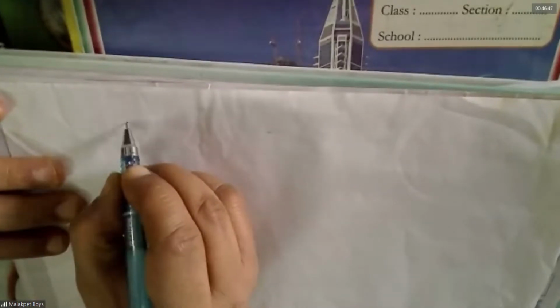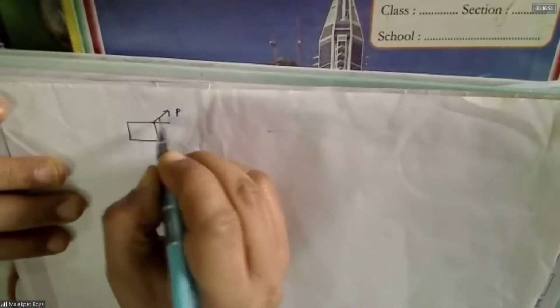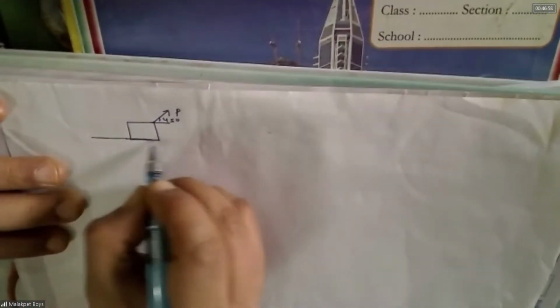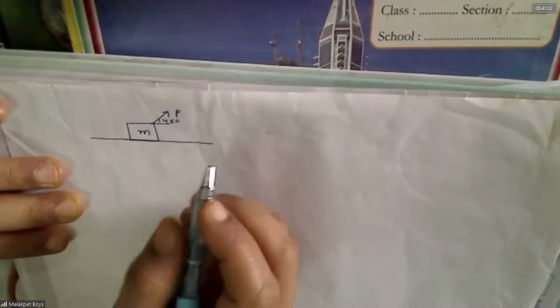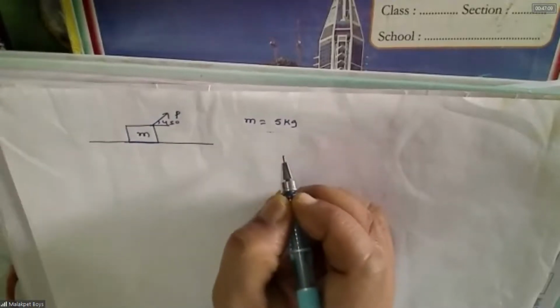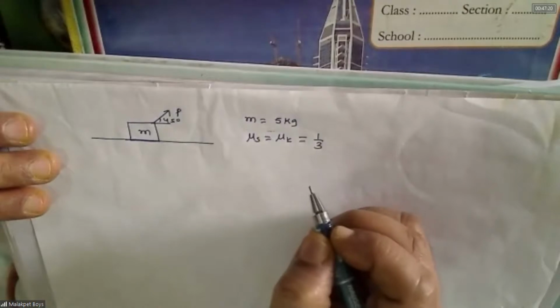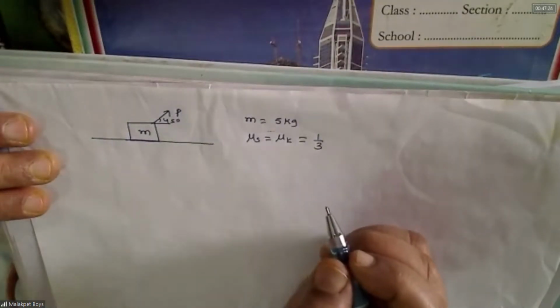See, again, the next aspect is this: the force P acting at 45 degrees on mass M. This is nothing but a 5 kg block. Okay. See, he has given mu s, you can see the values are almost equal. So sometimes he will give like this. Okay. Now follow this. Yes, sir.